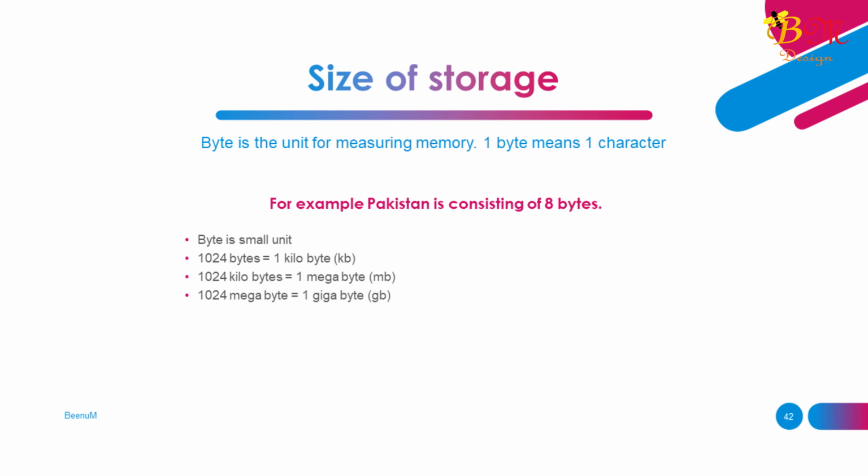Size of storage. For example, Pakistan consists of 8 bytes. Byte is a small unit. 1024 bytes equals 1 kilobyte, KB. 1024 kilobytes equals 1 megabyte, MB. 1024 megabytes equals 1 gigabyte, GB.